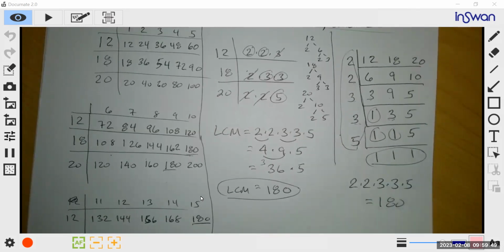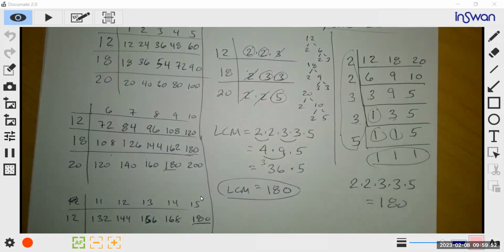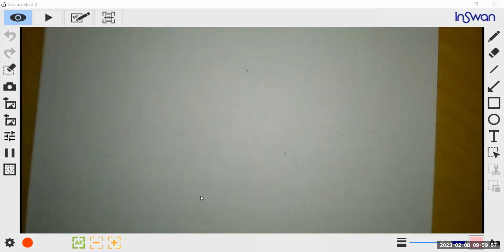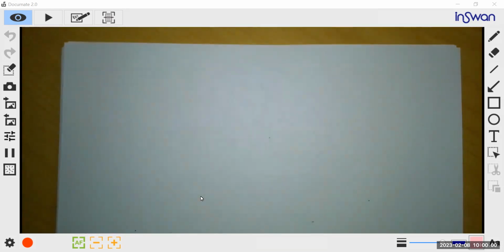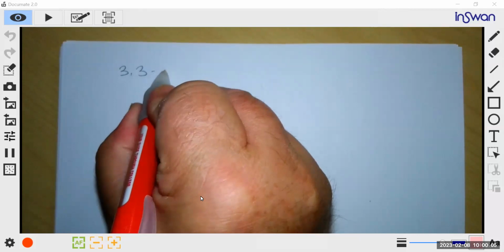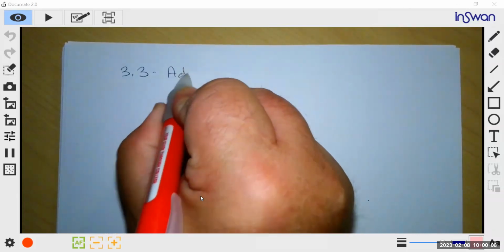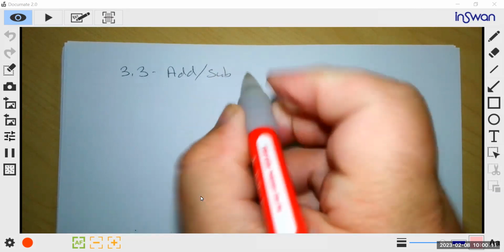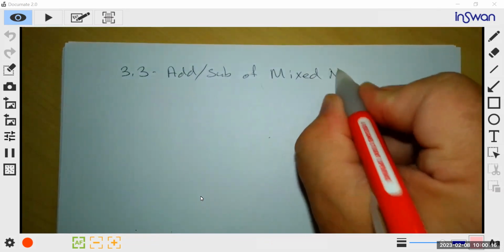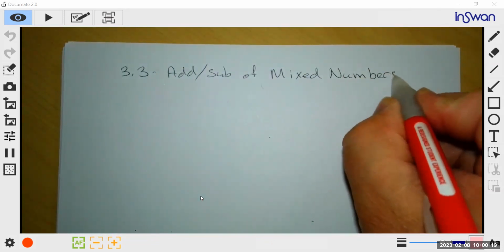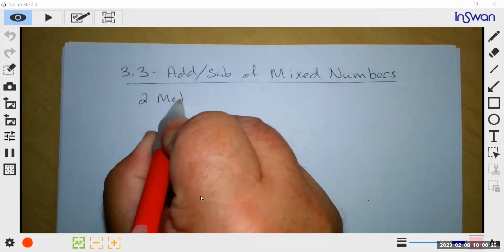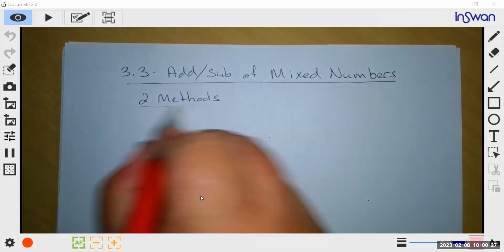All right, so that's what section 2 is about, LCMs. Section 3. Adding, subtracting of mixed numbers. We have two methods here.